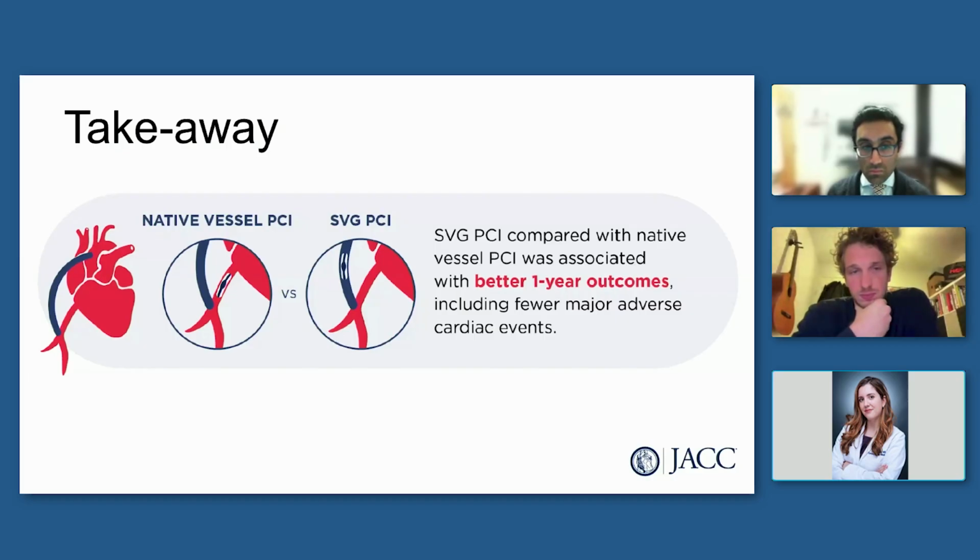So I think we can all agree the major takeaway from this trial was, I think, unexpected for many of us, probably including for those who ran and designed the trial. Dr. Hoek can correct me if I'm wrong, especially because originally it was designed as a superiority trial. But this is why we do randomized trials. What they found was that vein graft PCI compared to native vessel PCI was associated with better 1-year outcomes and fewer major adverse cardiac events.